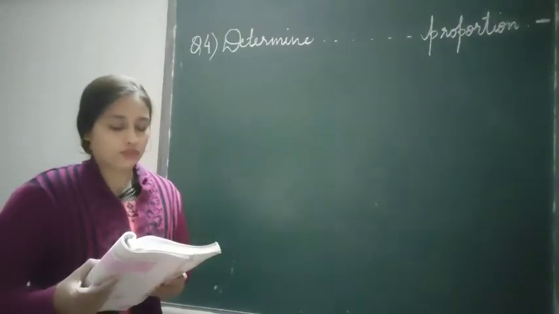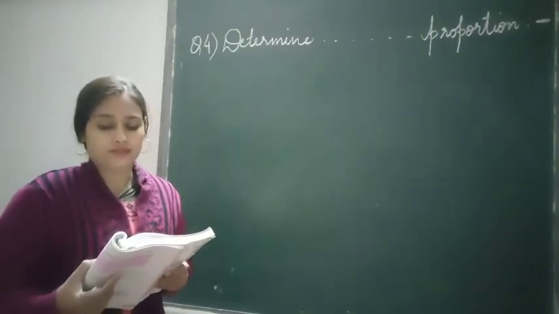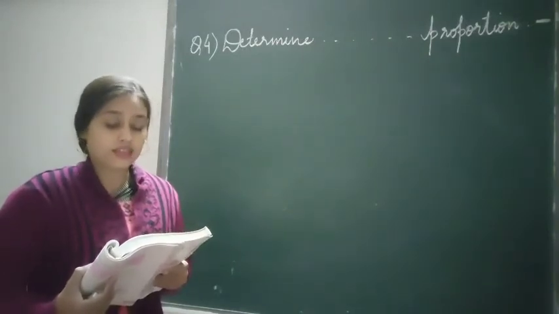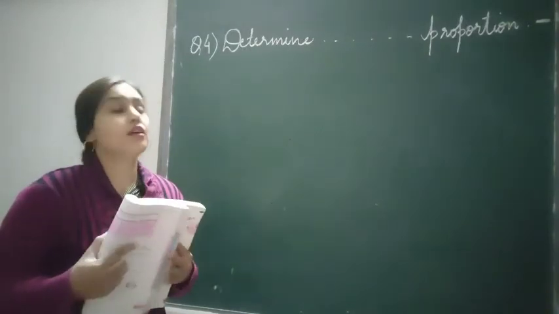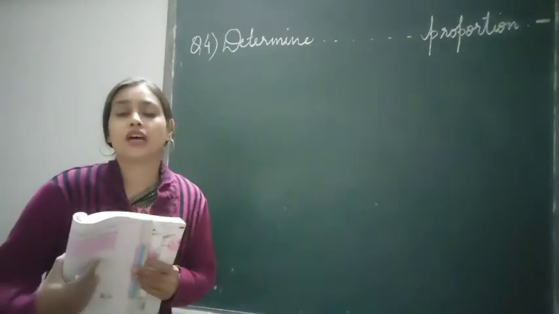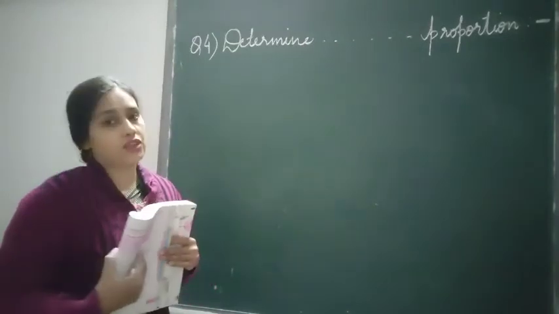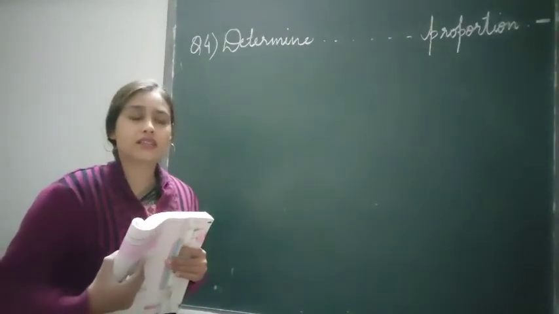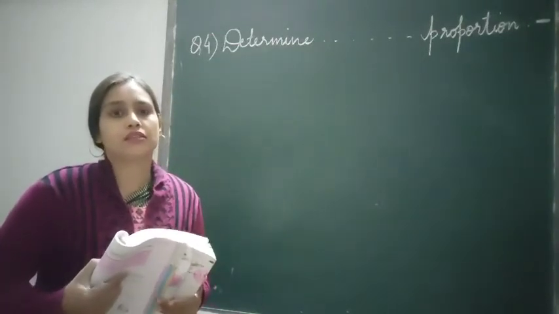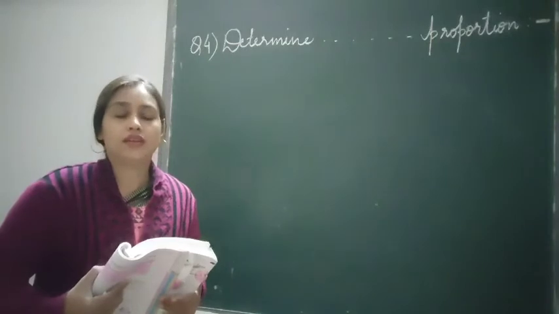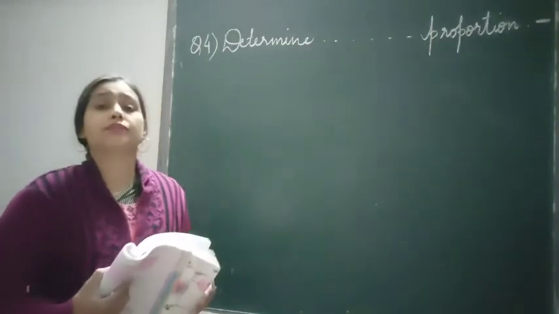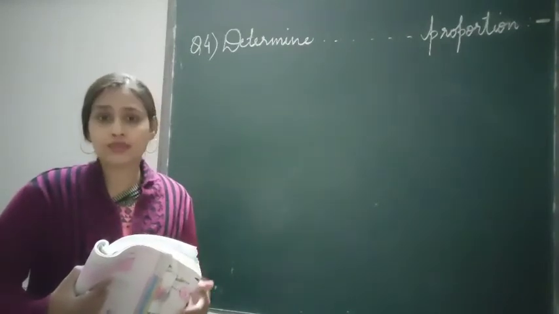On comparing, they both should be equal. Also, we have to write the middle terms and the extreme terms where the ratios form a proportion. So, wherever the ratios are forming the proportion, we need to tell which are the extreme terms and which are the middle terms. Children, we discussed this in our previous video, about the middle terms and the extreme terms, right?